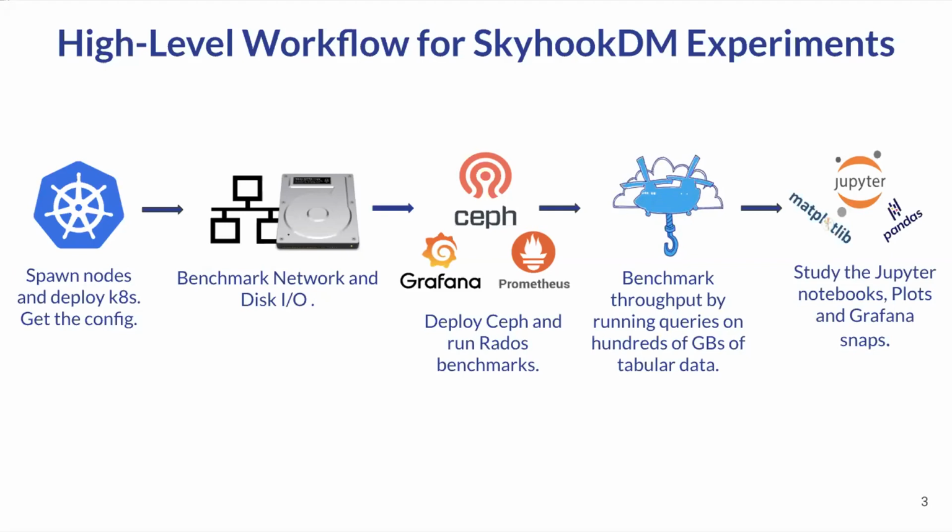How this helps us is we first benchmark the underlying infrastructure, and then we deploy Ceph and see how much overhead it provides over the underlying cluster, and then we deploy Skyhook to find out how much overhead the Skyhook processing libraries have over vanilla Ceph.